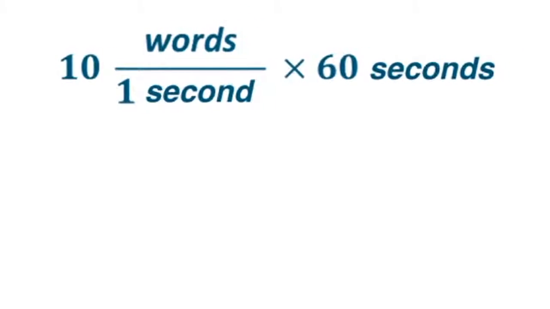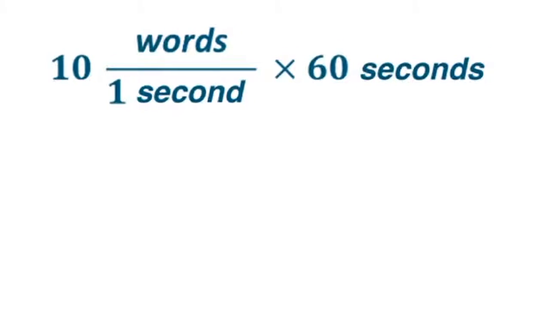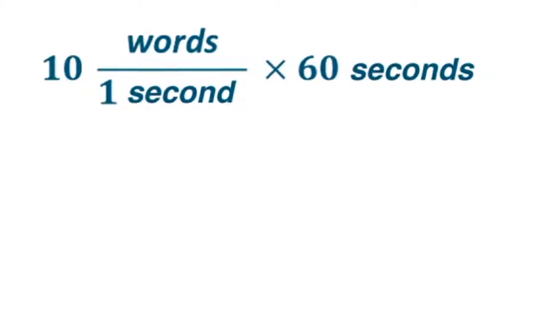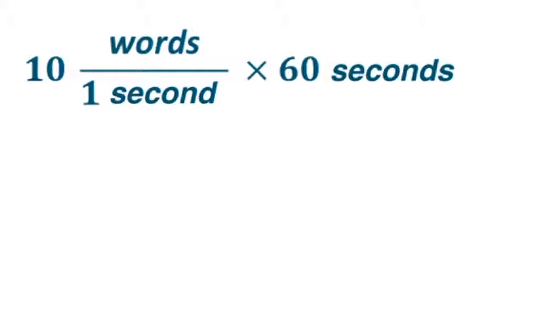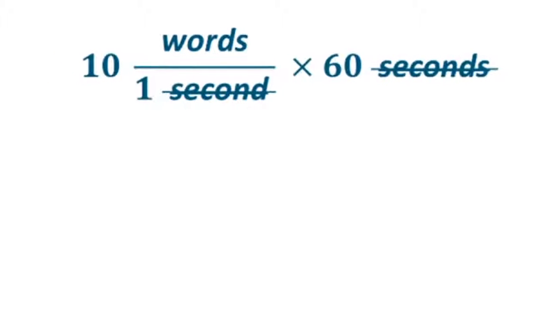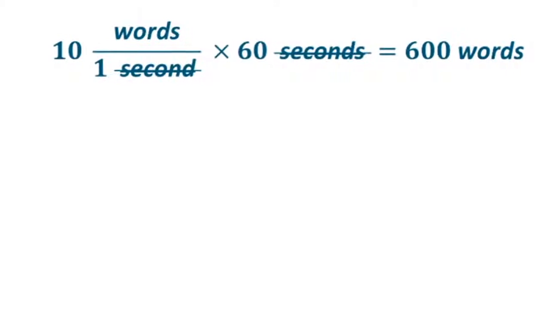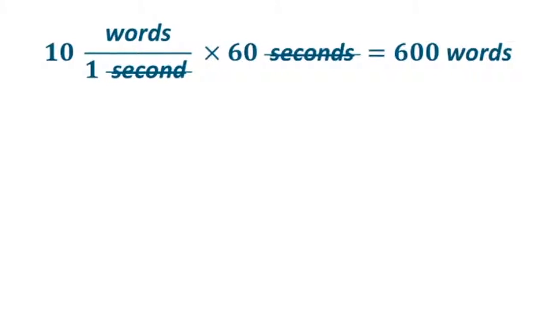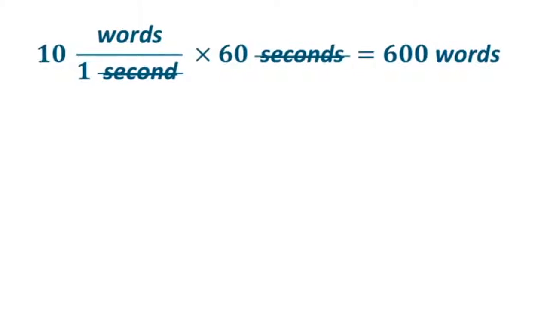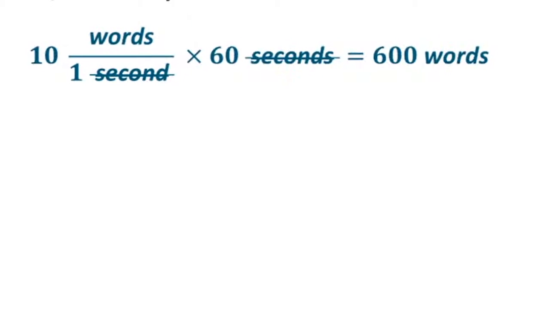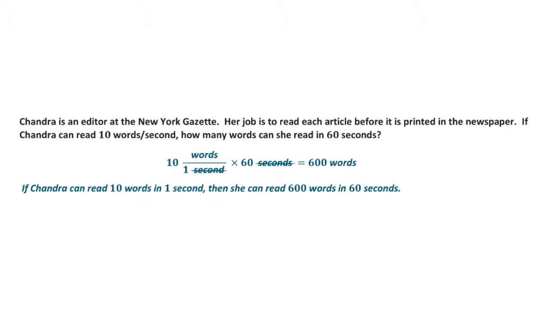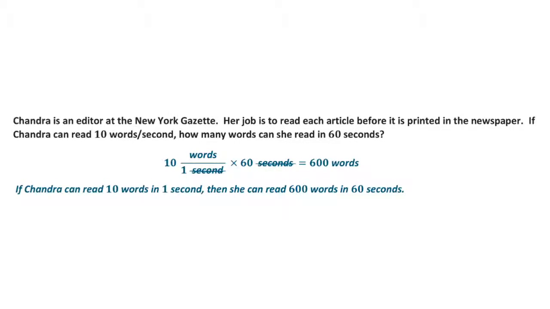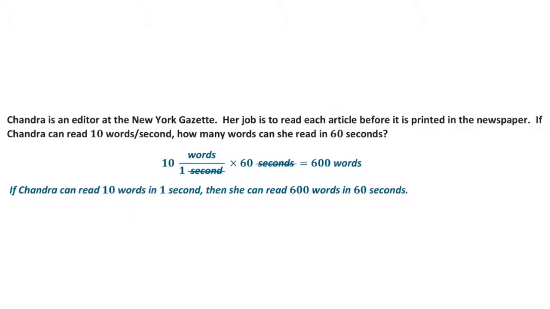And remember, our answer isn't going to be in seconds, because the question is, how many words can she read in that amount of time? So we can take out those seconds. And we're left with a simple problem that says 10 words times 60, and 10 times 60 is 600 words. If Chandra can read 10 words in 1 second, then she can read 600 words in 60 seconds.